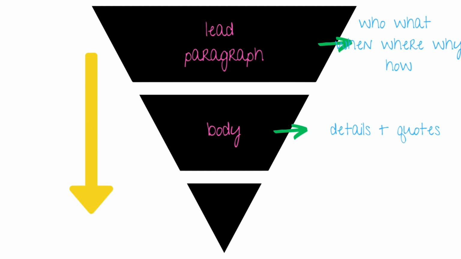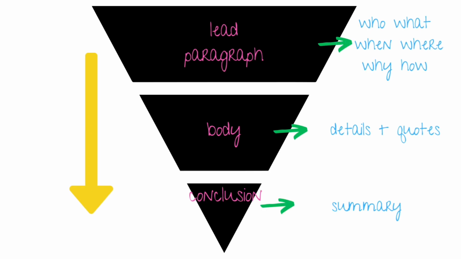After the lead paragraph, you should write the body of the story. The body of the story should provide more details about the story, but it should be written in a way that is easy to understand, and you should also include quotes from sources in the body. Then we have the conclusion of the story that should summarize the main points of the story and may leave the reader with something to think about.